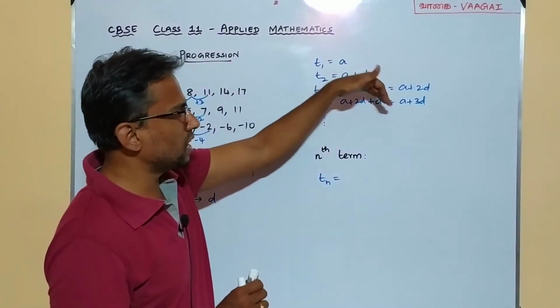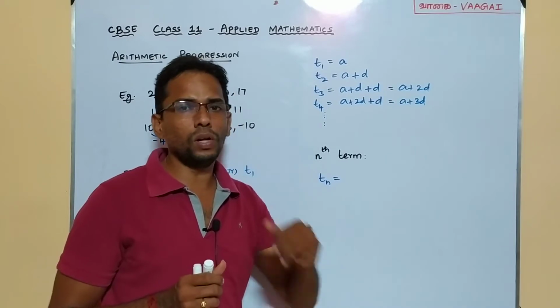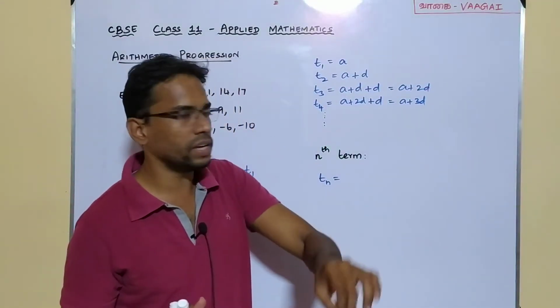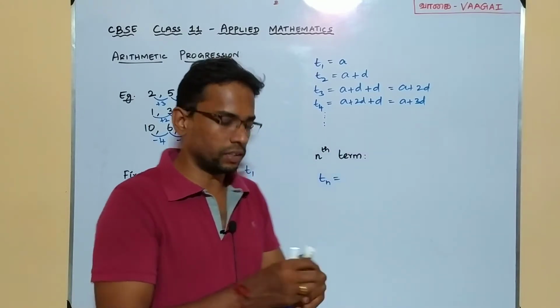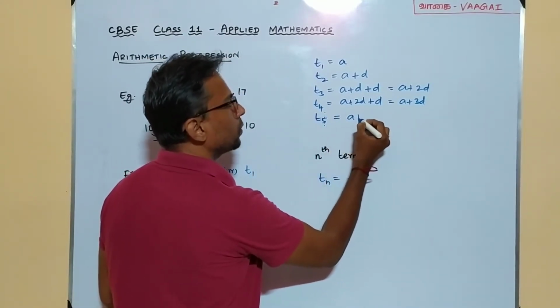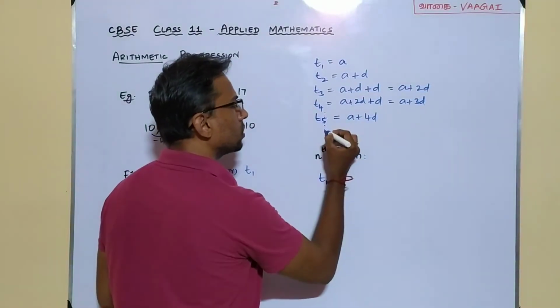T3 is A plus 2D, T4 is A plus 3D, and what if I want to find T5's value? So T5 will be A plus 4D. So it will be going like that. If you want, I can even write it and show. So T5 will be A plus 4D. So this goes like this.